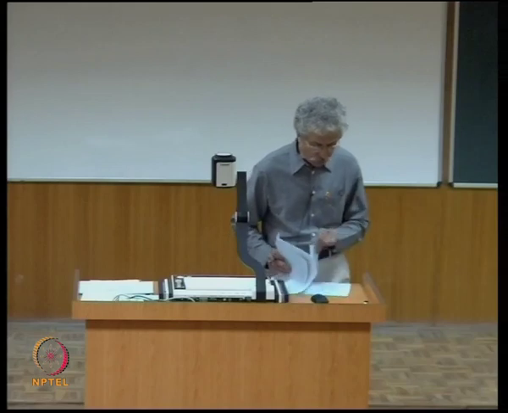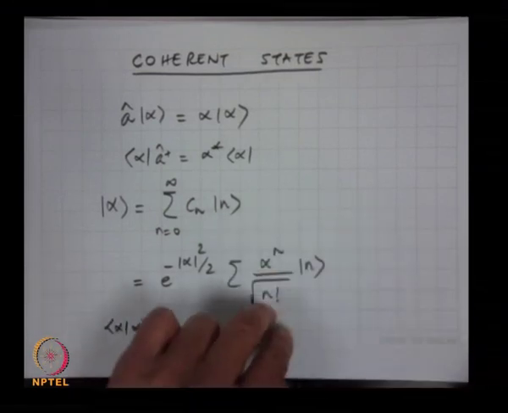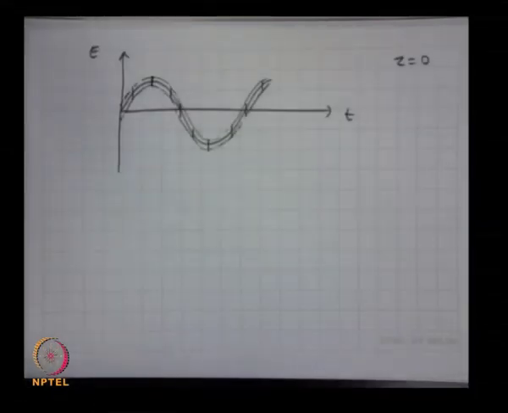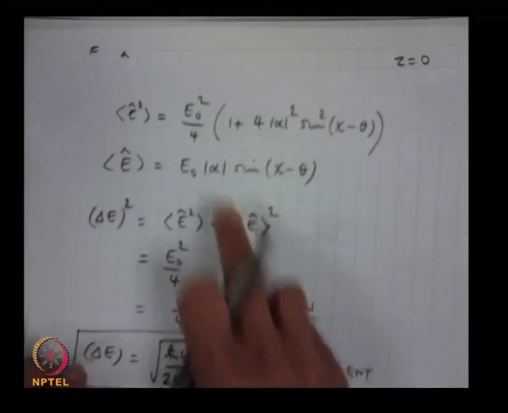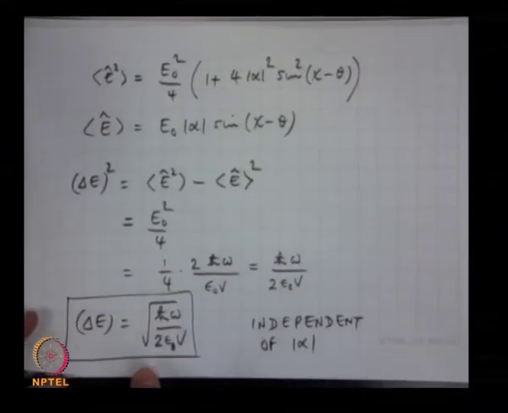Because a vacuum state, if you go back and look at the equation for the definition of the coherent state, corresponds to alpha equal to 0. So, the vacuum state corresponds to alpha is equal to 0, and so the expectation value of the electric field in the vacuum state becomes 0 because mod alpha is 0, but there is uncertainty in the electric field, which is the vacuum fluctuation.